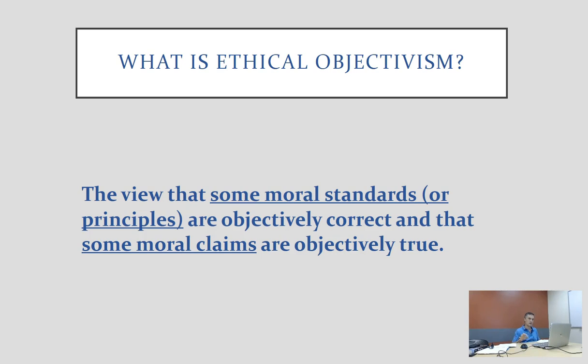But ethical objectivism, then, is the default position, but it also is challenged by many of the things that we're going to be talking about in metaethics. And so what we're going to do is talk about ethical objectivism today, the view that some moral standards or principles are objectively correct and some moral claims are objectively true. So that's ethical objectivism, just to be clear. And I think it's going to be important for us to understand what we mean by objectivity. You need to understand what that term means.